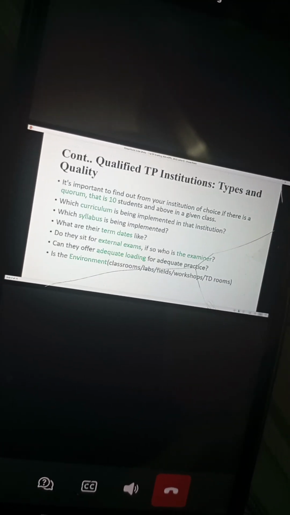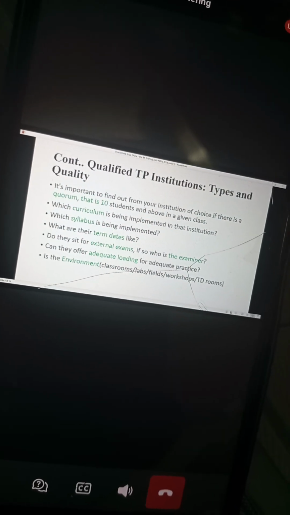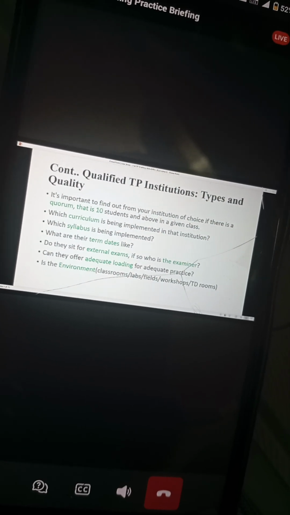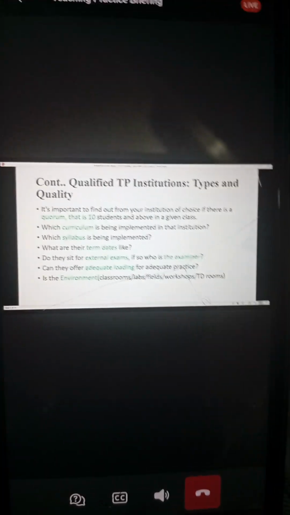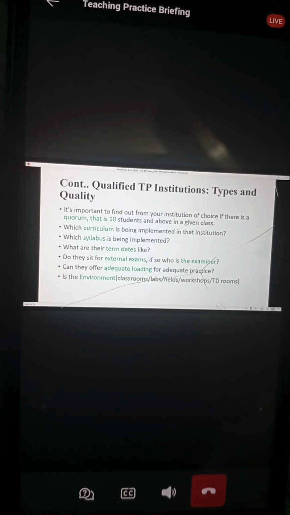Actually, there's a student we deferred last term, and we went to see the student at the end of the term, and she was only teaching 2 hours. We told the student, you've not done enough practice, so you go for TP this time again. So be careful. Is the environment, here I mean classrooms, labs, fields, workshops, TDs, are they available?